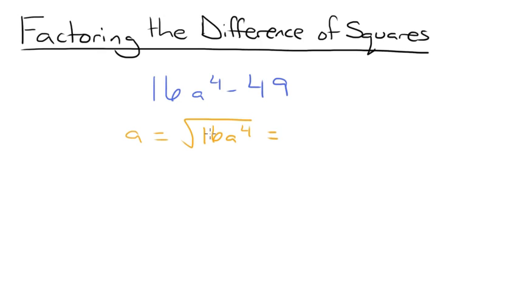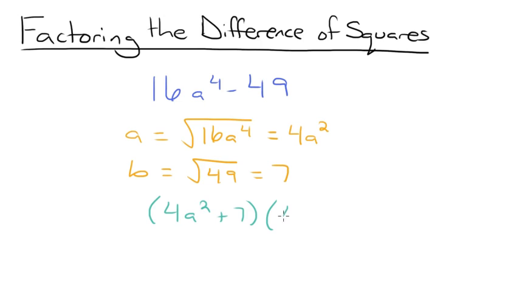So remember to take the square root of an expression like this, take the square root of the coefficient first. The square root of 16 is 4. And then the square root of a to the 4th is a squared. So we'll have 4a squared. And then b is equal to the positive square root of 49, which is 7. Now we can write it in our factored form. So we'll have (4a squared plus 7) times (4a squared minus 7).